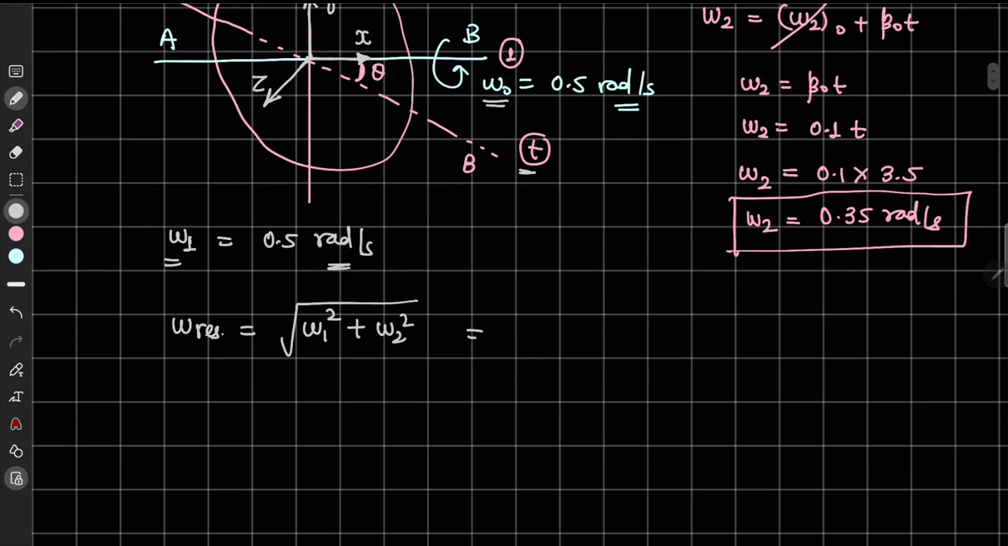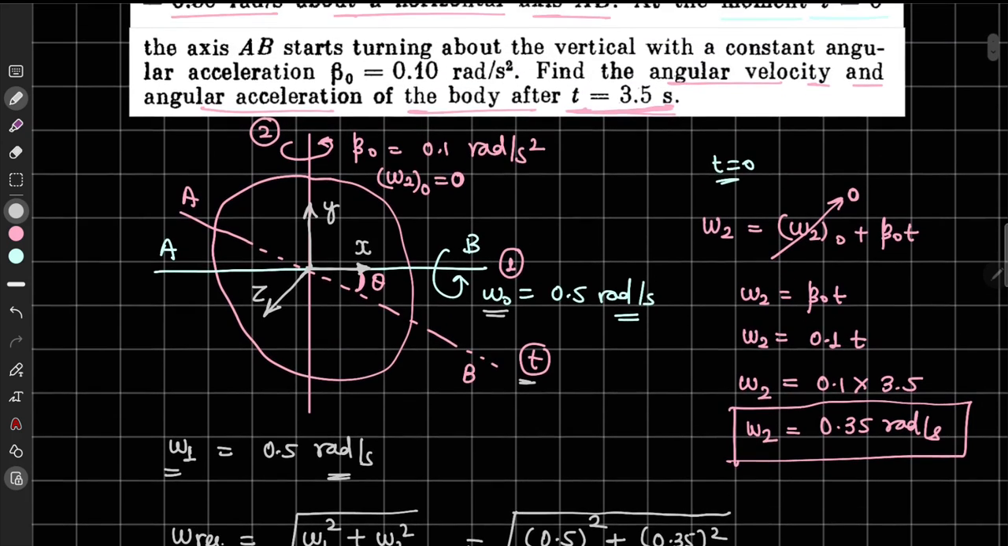So from here we will get the square root of 0.5 whole square plus 0.35 whole square, that is equal to 0.61 radian per second. Now in the second part of the problem, it is asking to find the angular acceleration of the body after t is equal to 3.5 seconds.